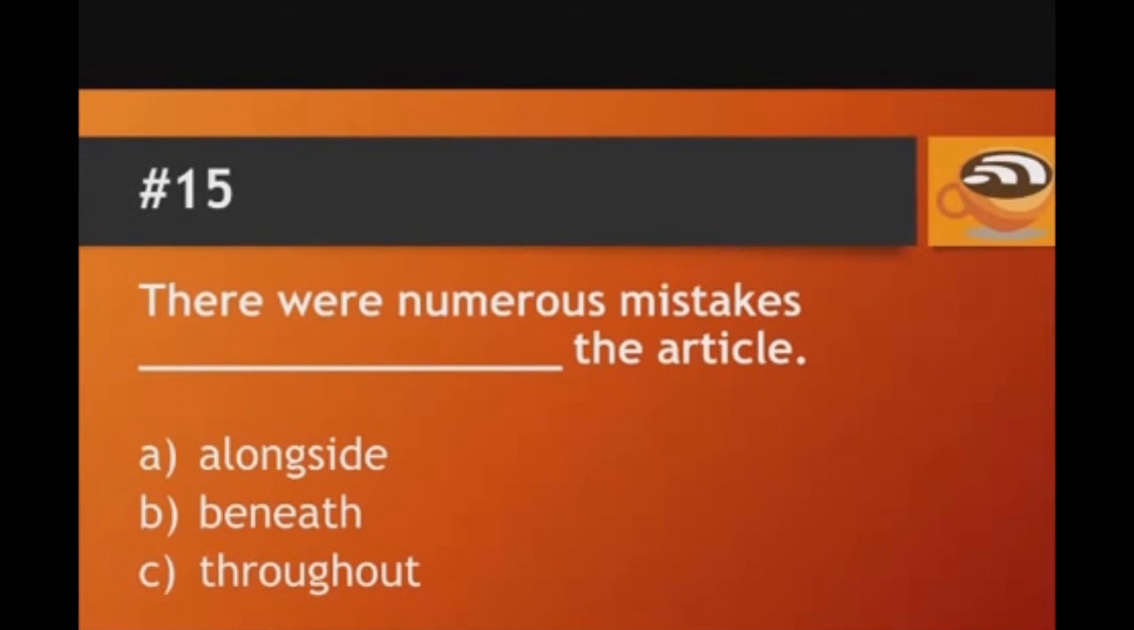Number 15. There were numerous mistakes alongside, beneath, or throughout the article? The correct answer is throughout. There were numerous mistakes throughout the article.